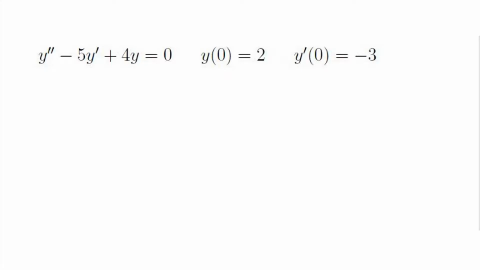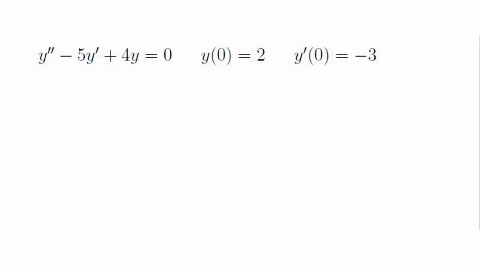Okay, in this problem, we want to solve the initial value problem. Here's our differential equation, y double prime minus 5y prime plus 4y equals 0, and here are our initial conditions. So first take a look. This is a second order linear homogeneous differential equation with constant coefficients.